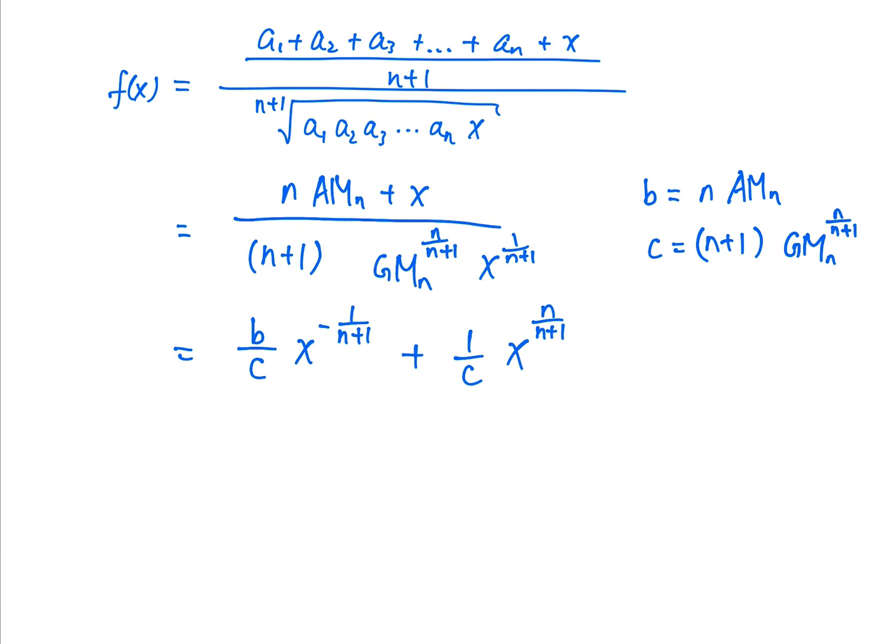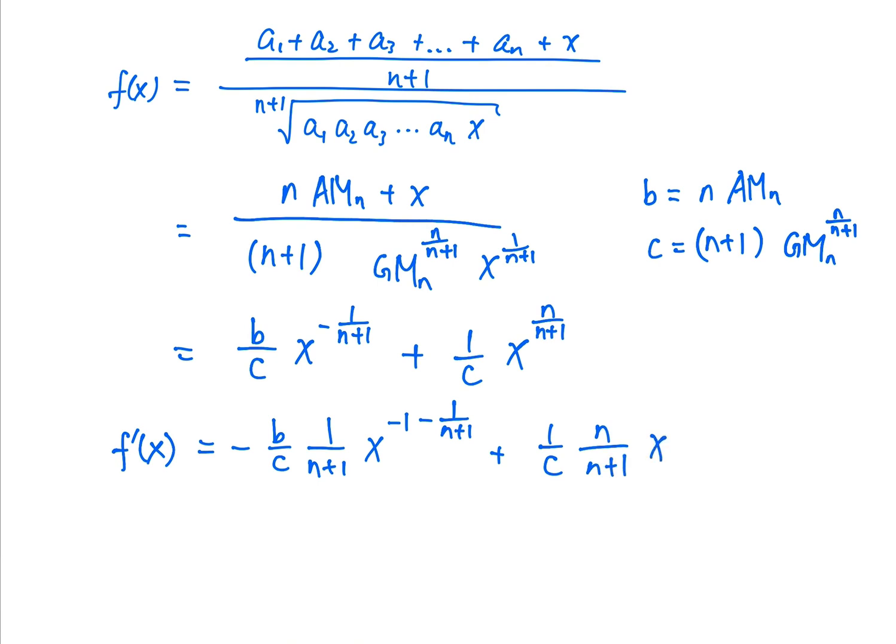So now the function is more simplified, and we can then differentiate this function. So f prime of x, we simply need to use the power rule to drag the power down and subtract 1 from the original power, and we add it with the second term, so 1 over c, dragging the power down, and then subtract 1 from the original power. In this case, the new power will become negative 1 over n plus 1.